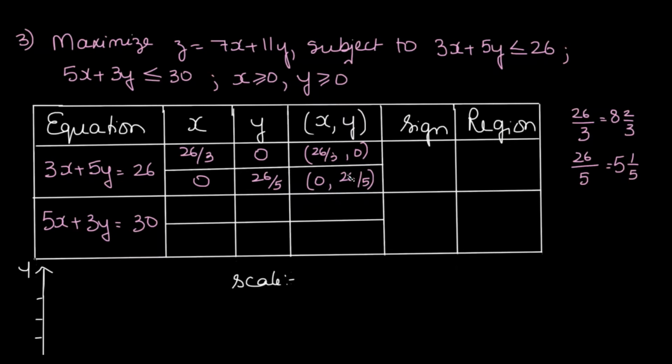This is the easiest method. If you don't understand the method, then you can take any other convenient values of y or x which do not give fractional answers. You can take it that way also. Think about it. So here we have the sign as less than or equal to, that means the region is the origin side.